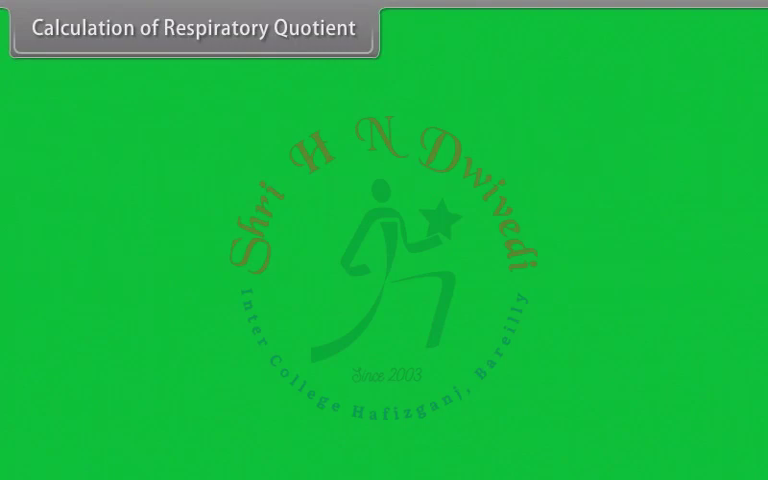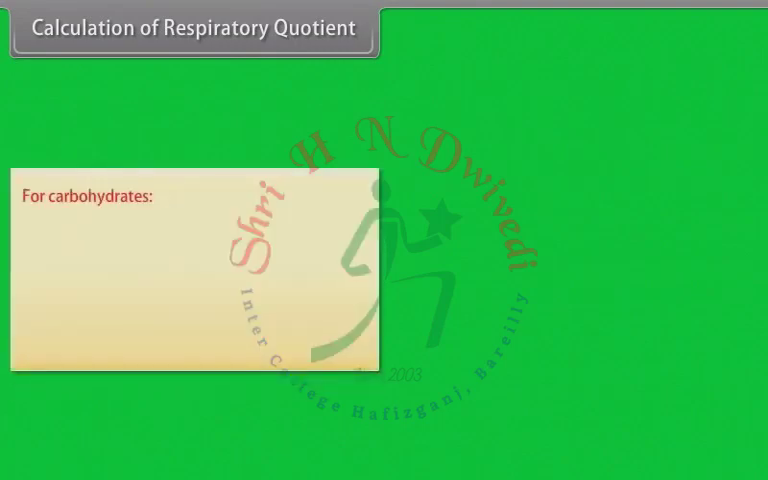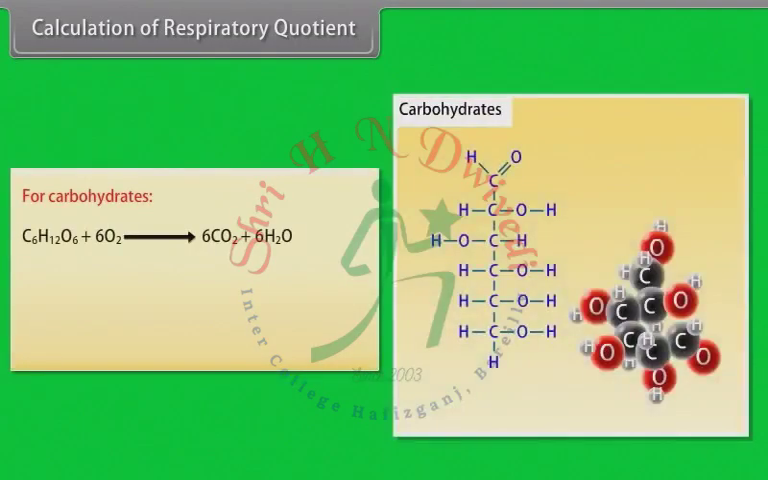Calculation of respiratory quotient. For carbohydrates, C6H12O6 plus 6O2 gives 6 CO2 plus 6 H2O. Respiratory quotient can be calculated as 6 CO2 by 6 O2 is equal to 1.